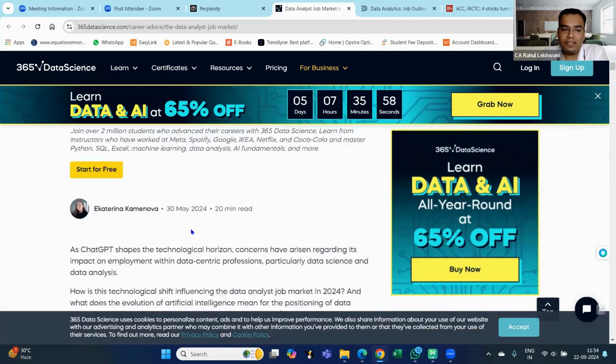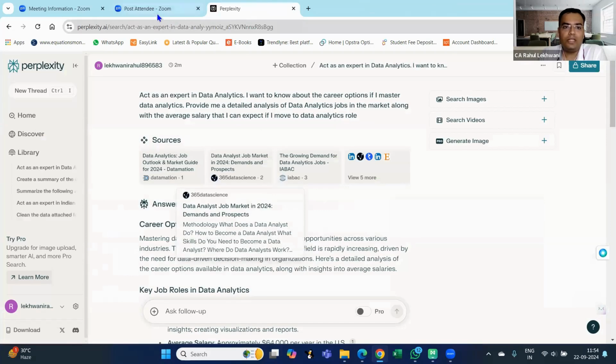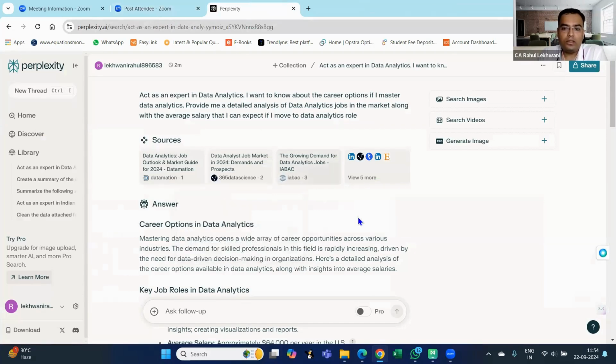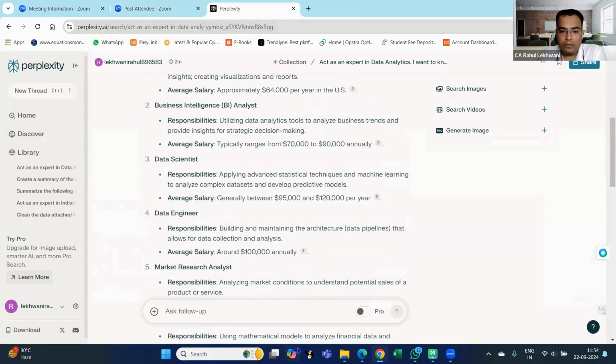So if somebody wants to understand, should I move to data analytics or not? What are the career opportunities? We can clearly see with the help of this tool. So Perplexity, for research purposes, is the best tool that you can use in today's day and age. Now, I think somebody has asked me some question.